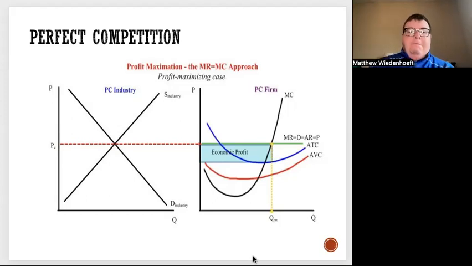Okay. So average total cost will be higher than average variable at this point, because again, this is including that fixed cost. See the gap change. It's really large here and starts to decrease. The economic profit is from your marginal revenue down to your average total cost, and then over to the y-axis. That is the economic profit. Okay.